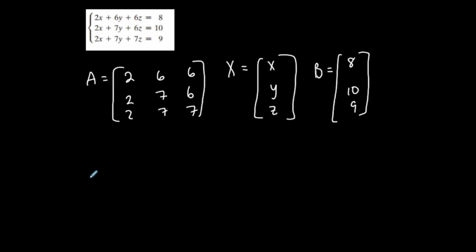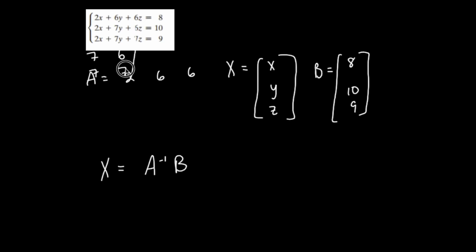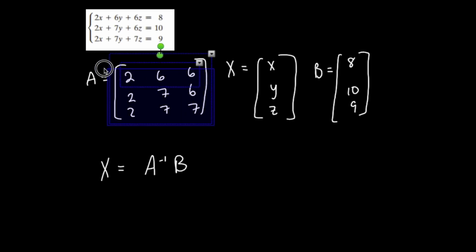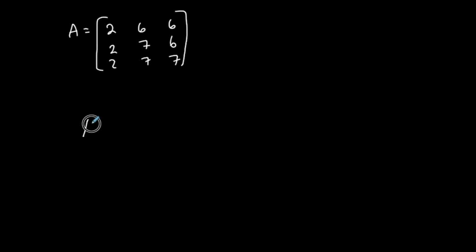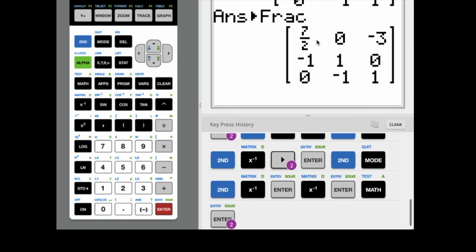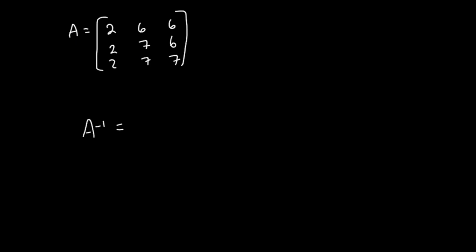Okay, now what I need to do here is first find the inverse of matrix A. So x is equal to A inverse times B. So in order to multiply these two, I need A inverse. So let's focus on finding the inverse of matrix A. We already determined the inverse of matrix A using our calculator in the last video. So let's pull that back up.